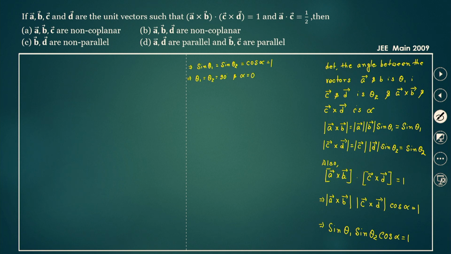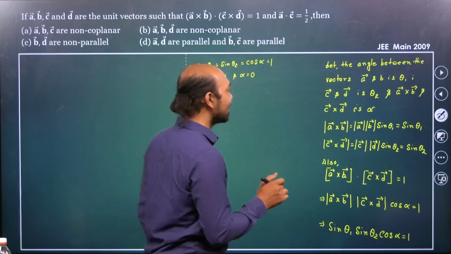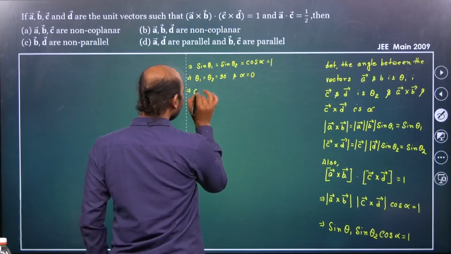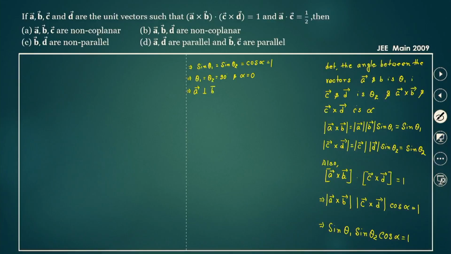So that means theta 1 and theta 2 are 90 degrees. That means vector A is perpendicular to vector B, and similarly with theta 2, vector C is perpendicular to vector D, and the vector A cross B is actually parallel to the vector C cross D. Now, as these vectors are parallel, we can assume that A cross B is equal to some constant lambda multiplied by C cross D. That's it. So these are the given relations.